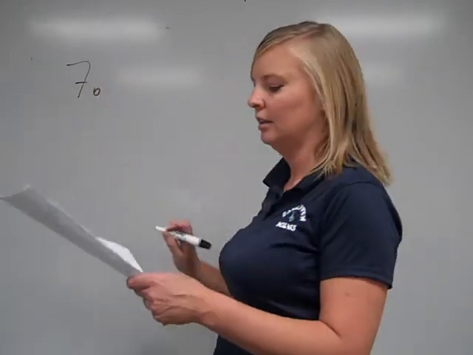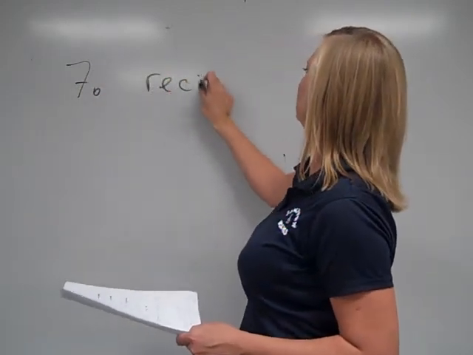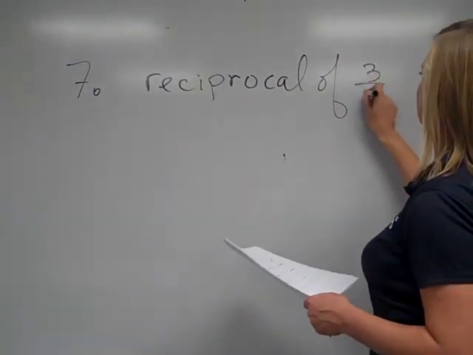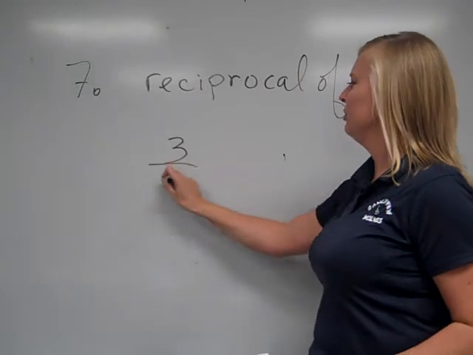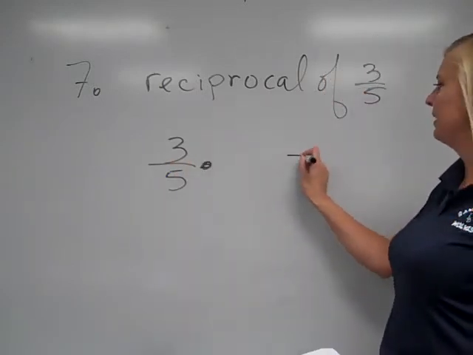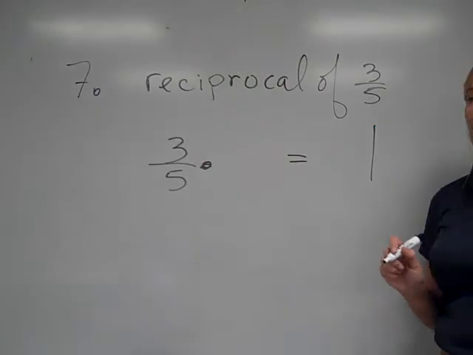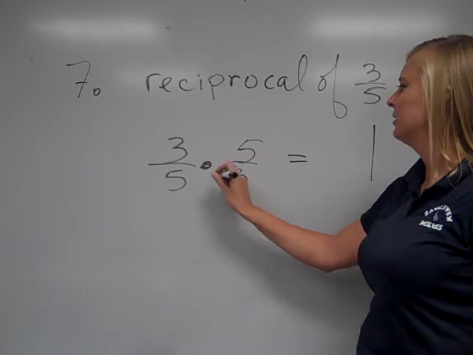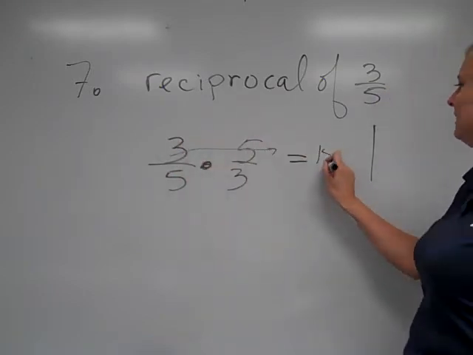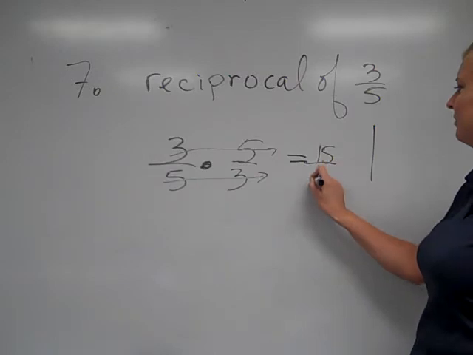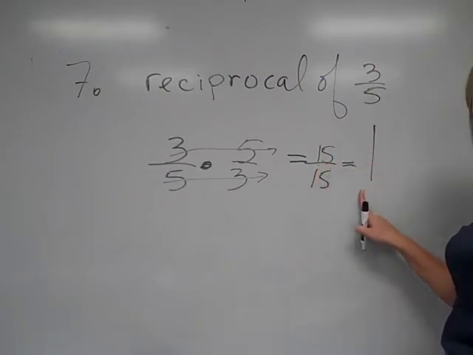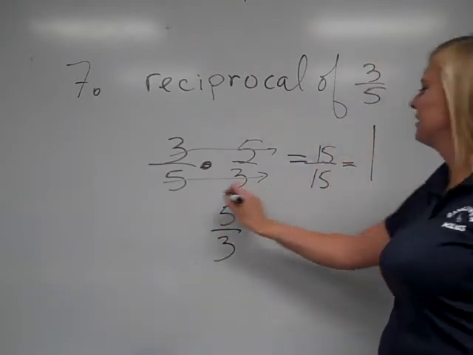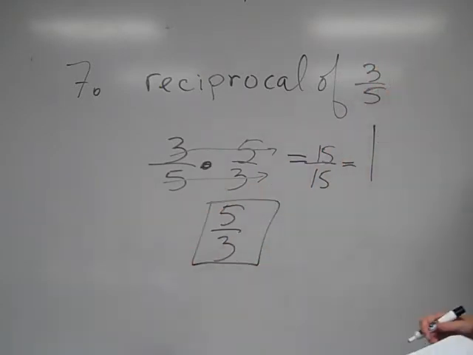Number 7. What is the reciprocal of 3/5? Remember that reciprocal means what number do you multiply by to get 1 whole. So if we take 3/5 and flip it, we'd have 5/3. 3 times 5 is 15. 5 times 3 is 15. 15/15 is 1 whole. So the reciprocal of 3/5 is 5/3.